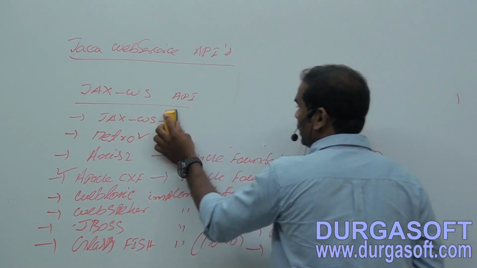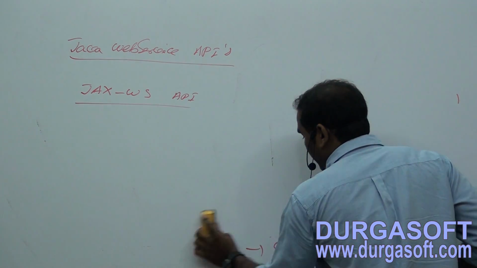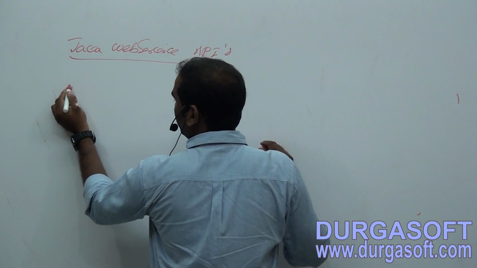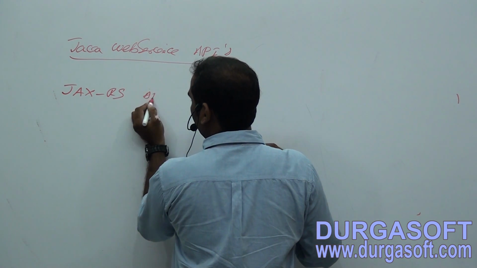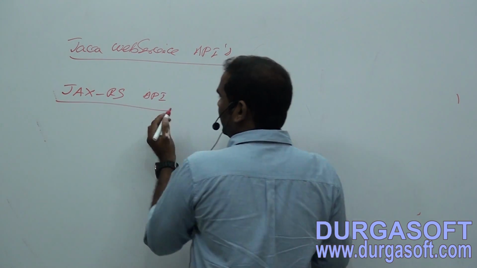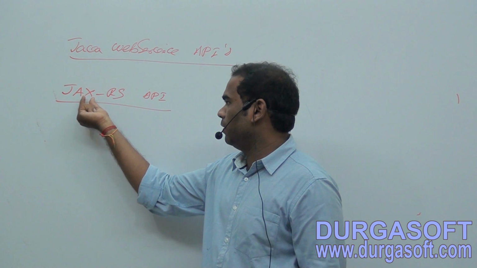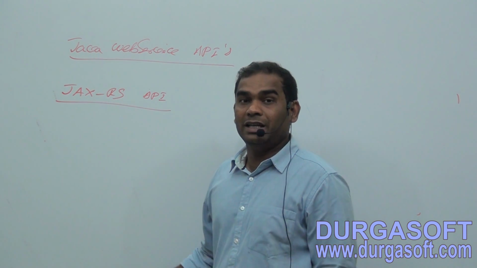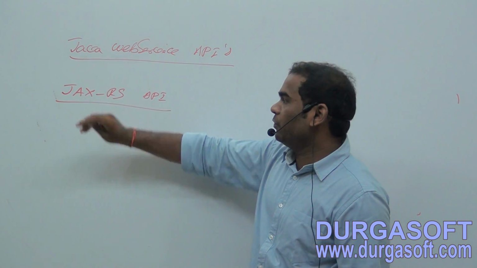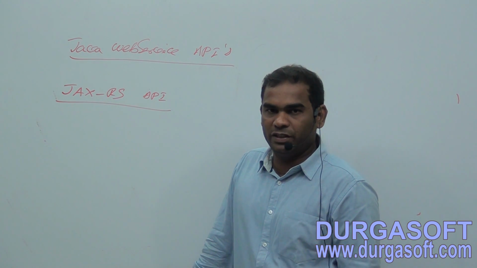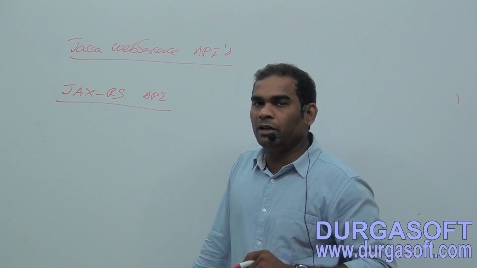The next specification is the JAX-RS API. The JAX-RS full form is Java API for XML, RS stands for RESTful services. So using this, we can develop RESTful web services. This API also came along with JDK 1.6.